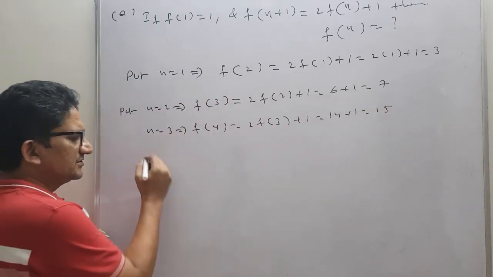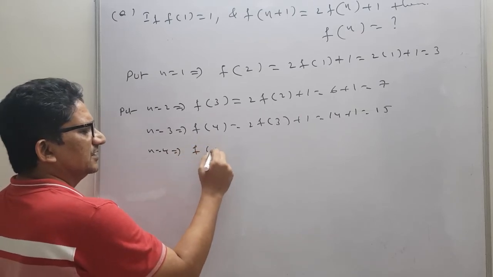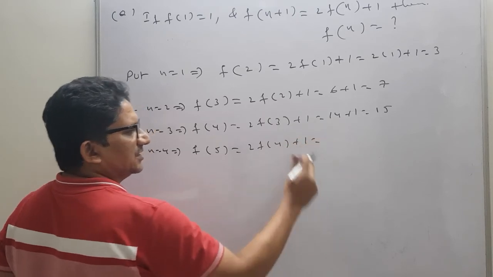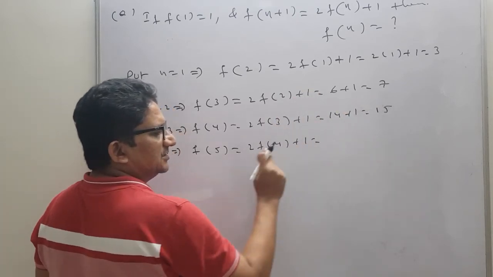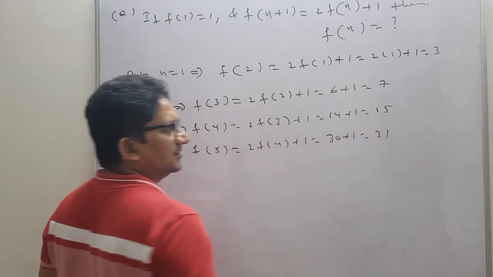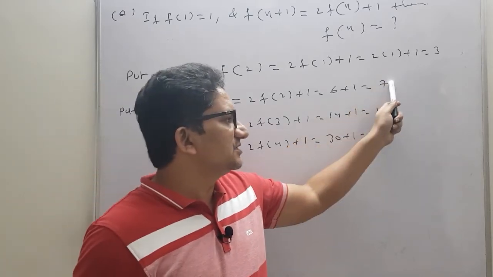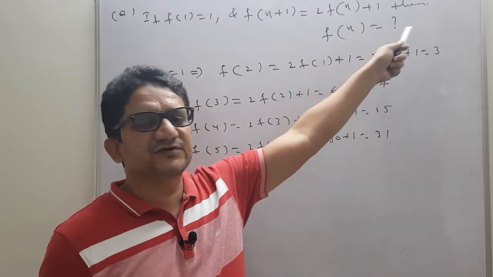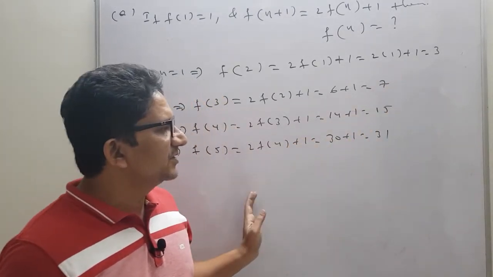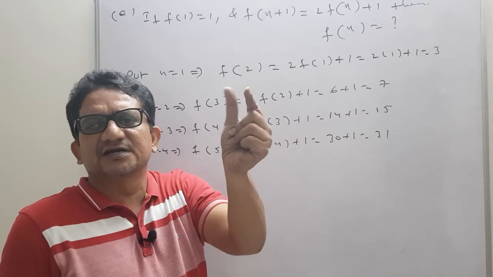So 3 values are sufficient, but if you want, we will write one more. N equals 4, then f of 5 equals 2 into f of 4 plus 1. F of 4 is 15, so 2 into 15 is 30, plus 1, we get 31. Now we have some data. With the help of this data, we need to write the general form in terms of 2 power n. After getting some data, by looking at the options, we will get some idea. Here options were not given, that's why you may feel it is a little difficult.